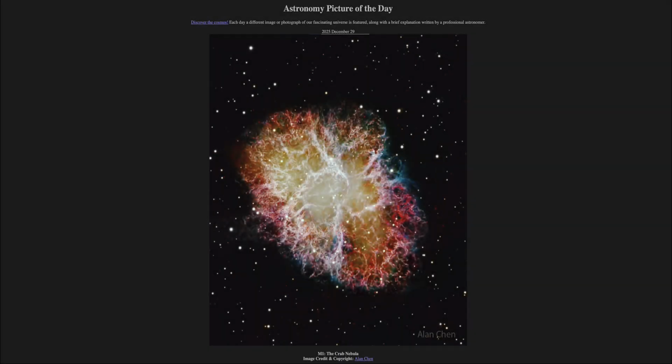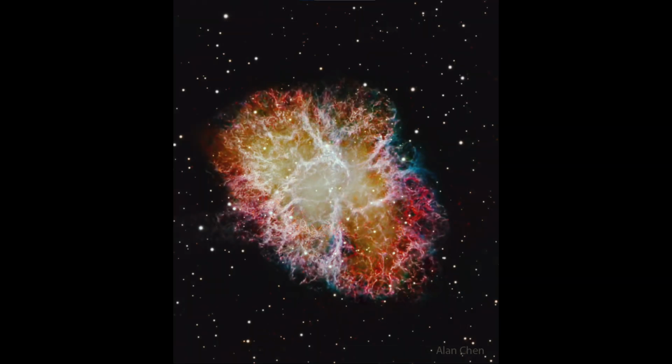Today's picture for December 29th of 2025 is titled M1, the Crab Nebula. So what do we see here? Well, here we see the example of what happens when a star explodes. Now, this would be a massive star at the end of its life, something 20, 30, 50 times the mass of our own sun. And it will build up an unstable core of iron.